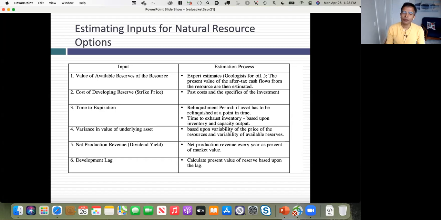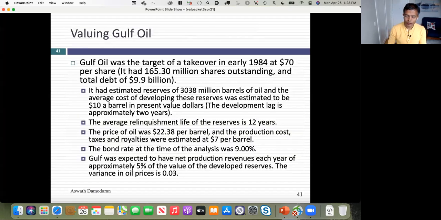So if you give me those inputs, I should be able to value undeveloped reserves. And I'm going to use that insight to value undeveloped reserves at an oil company called Gulf Oil, which was targeted for a hostile acquisition in the early 1980s. Now, one reason it was targeted is that it had a lot of undeveloped reserves, almost 3.038 billion barrels. And it was estimated it would cost about $10 a barrel to develop the reserves. So it's 30.38 billion, they could develop all these reserves.